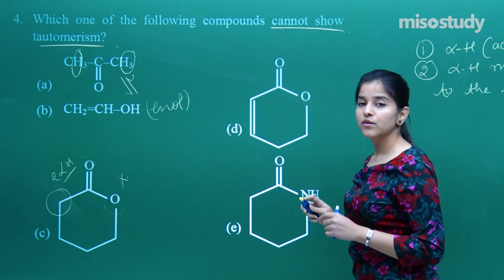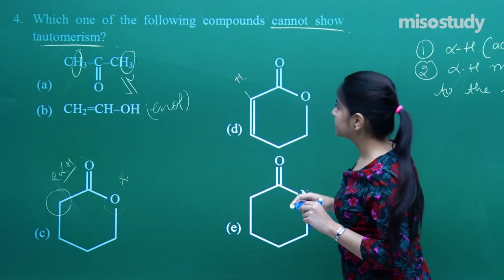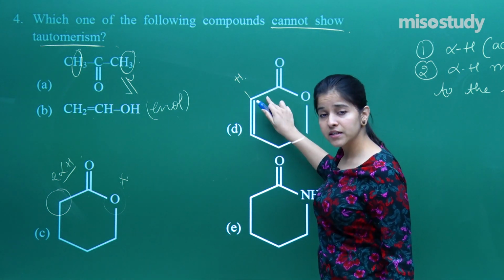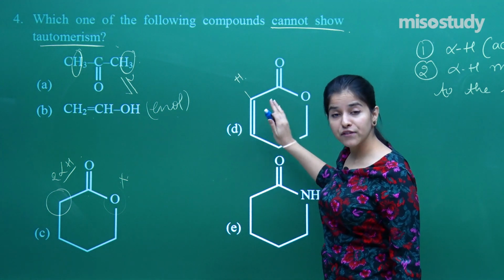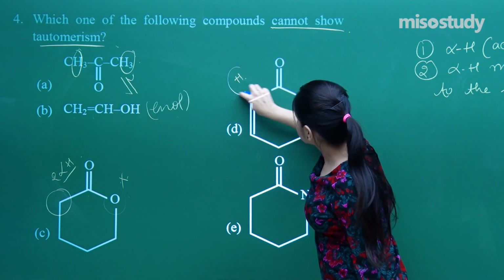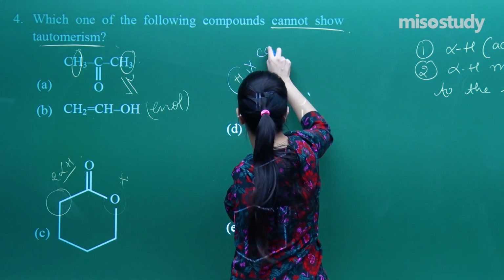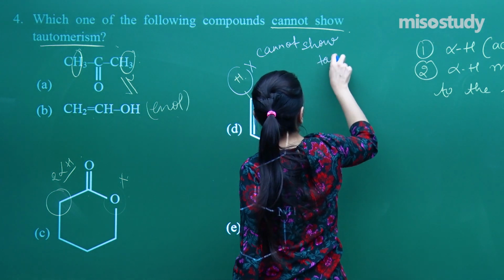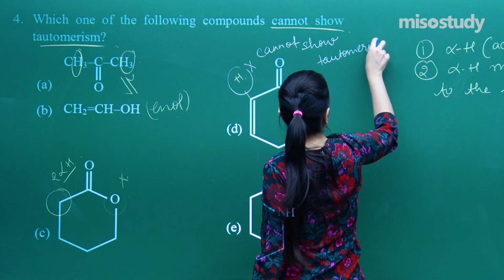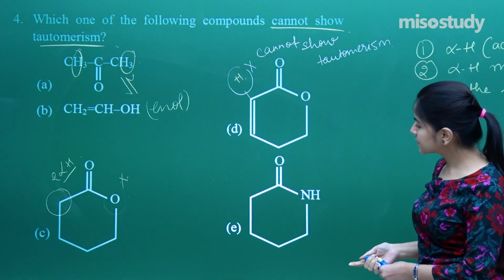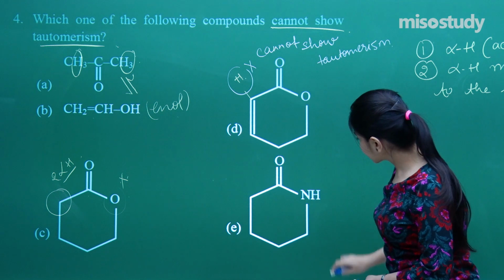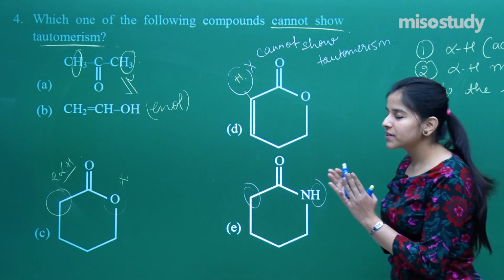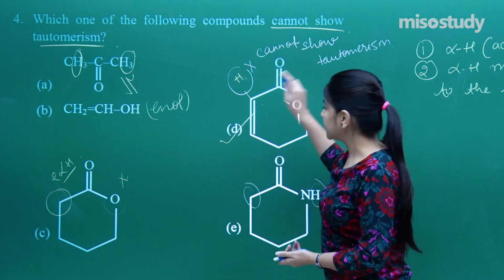In D, what is there? So in D, there is one hydrogen here, that is alpha hydrogen. But if you look very carefully, the carbon onto which it is attached is unsaturated, having a double bond. That means this cannot show tautomerism. That means I am left with option number E. Again it has got 1 alpha hydrogen and 2 more alpha hydrogens. So I hope everybody has got the answer. The answer here is D.